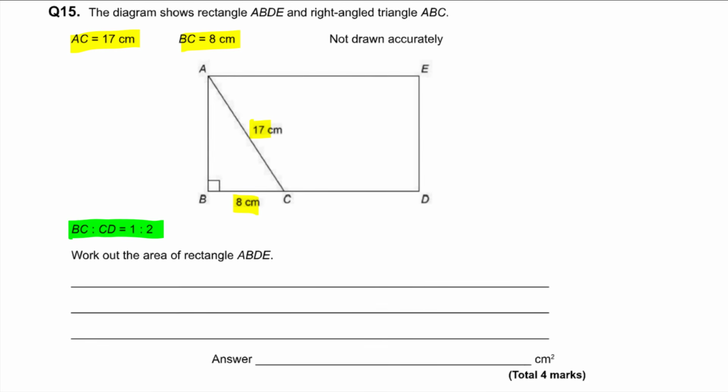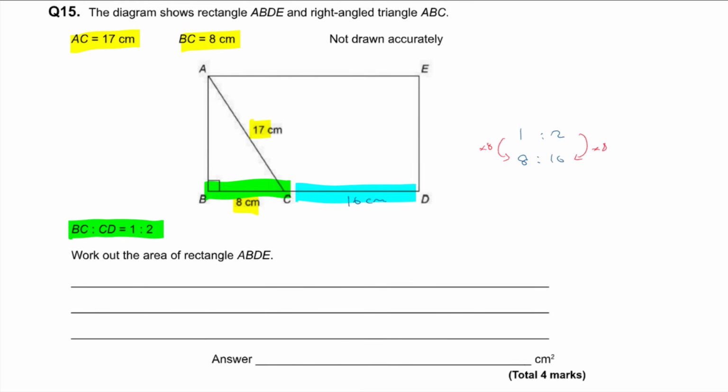The ratio of BC to CD is in the ratio of 1 to 2. So where's BC? BC is down there, and CD is over there. Okay, so if these are in a ratio of 1 to 2, then we know that BC is 8. Then the other one is going to be, well, we're timesing by 8, aren't we? Timesing up by a factor of 8. That's going to give me 16. So that side there is 16 centimeters.